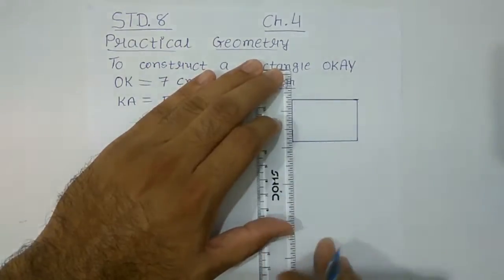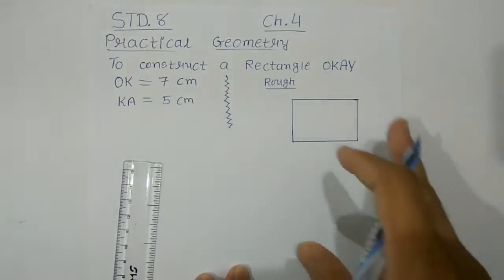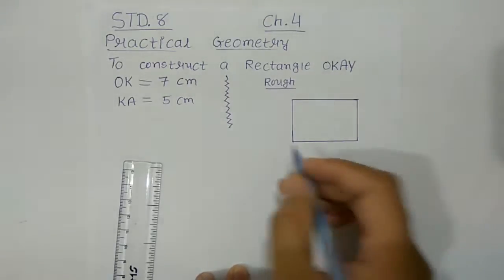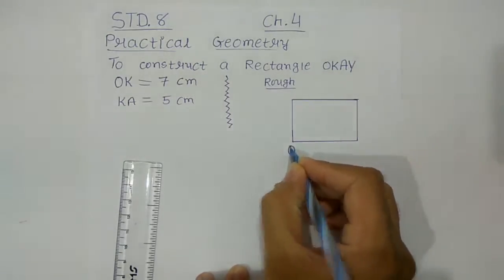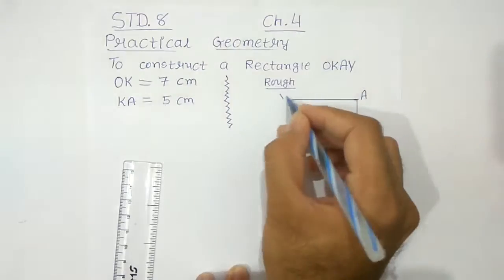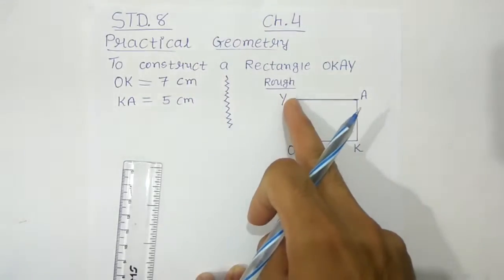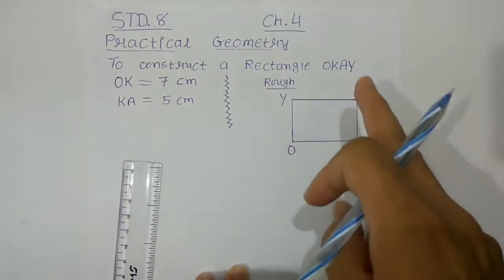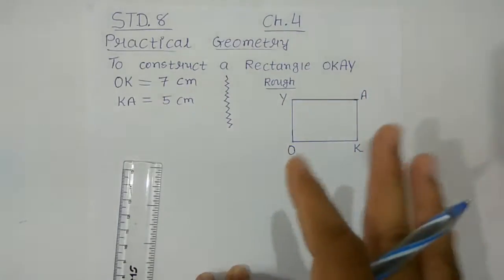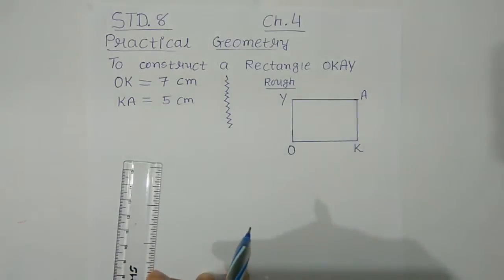Okay, give it the name OKAY, either in the clockwise direction or in the anti-clockwise direction, that you know now very well. Okay, so let us give it the name in the anti-clockwise direction O, K, A and Y. You can give it the name from here also, in the clockwise direction. That is up to you how you give it the name. According to that, the construction we have to do.